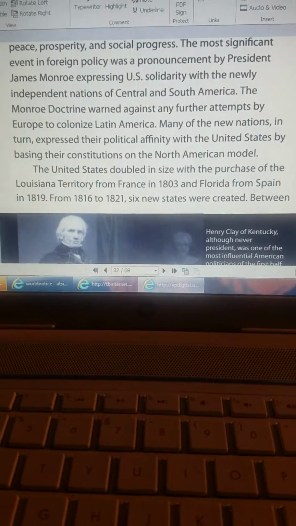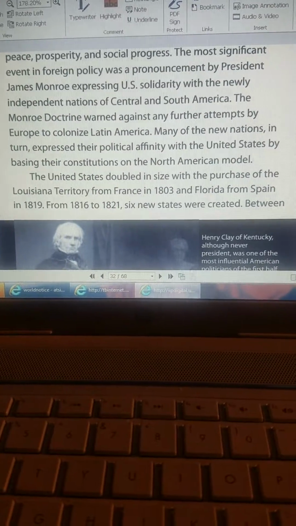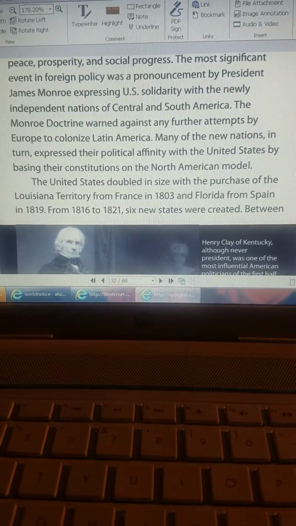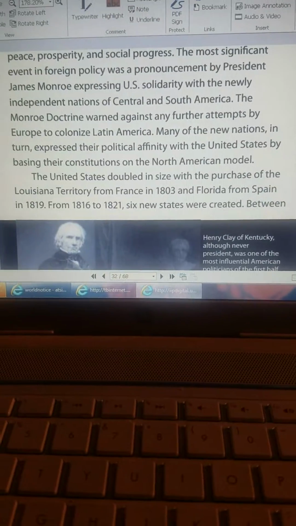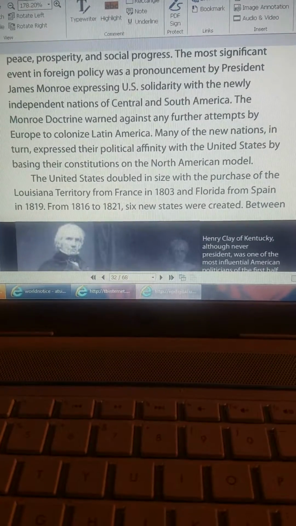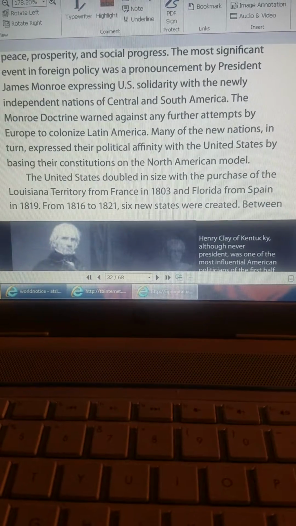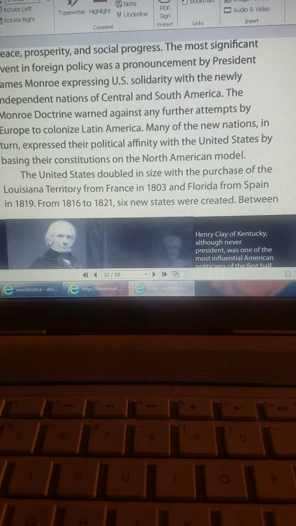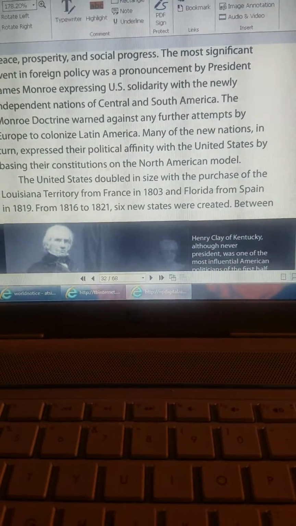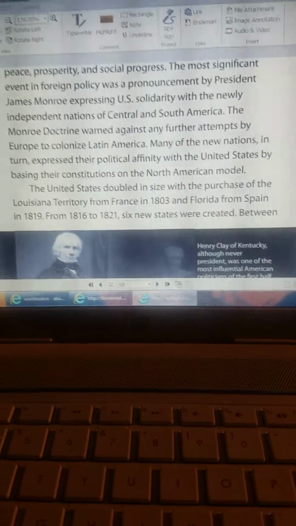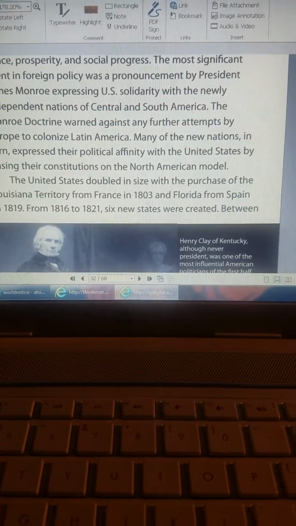Now, James Monroe expressing U.S. solidarity with the newly independent nations of Central and South America. The Monroe Doctrine warned against any further attempts by Europe to colonize Latin America. Many of the new nations in turn expressed their political affinity with the United States by basing their constitutions on the North American model. The United States doubled in size with the purchase of Louisiana Territory from France in 1803 and Florida from Spain in 1819. From 1816 to 1821, 6 new states were created.